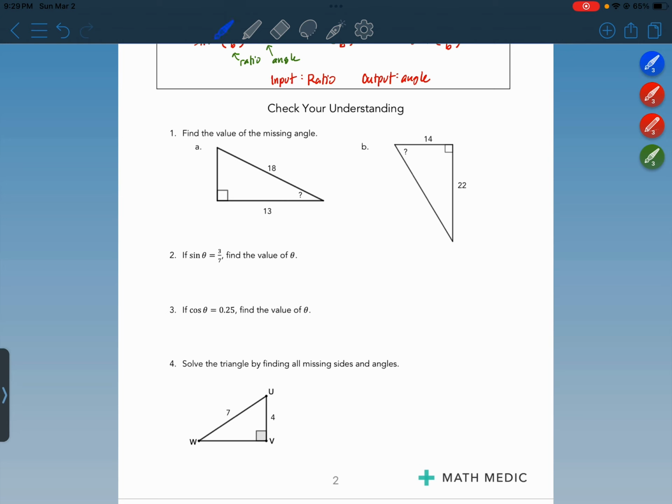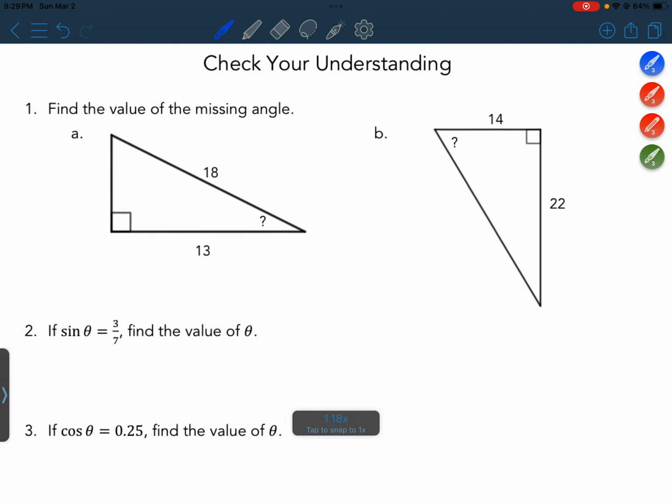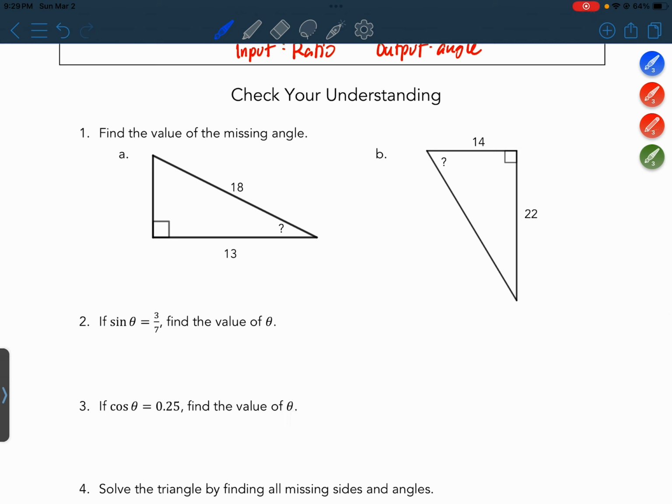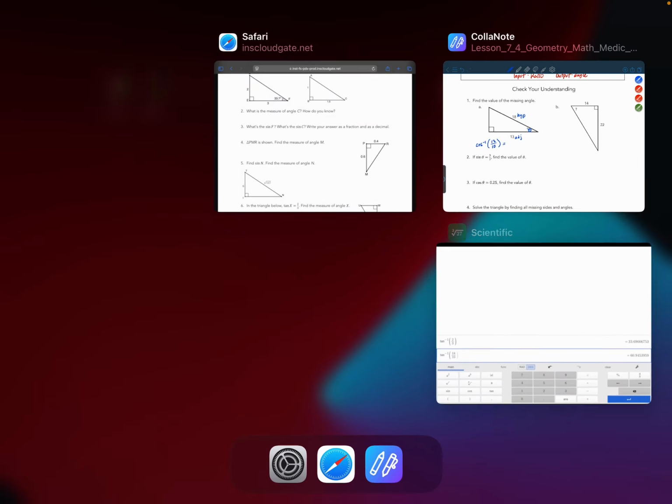Okay, so let's go over the answers. I forgot to make a key, so I'm just going to answer them on the fly here. Question number 1, find the value of the missing angle. So I can see that the angle is over here where the question mark is. 13 is the adjacent side, 18 is the hypotenuse. So we're looking at the cosine ratio, 13 to 18. So I'm going to hit the cosine inverse button on my calculator, type in the ratio 13 to 18, and that should give me the answer here. Let's do a split screen.